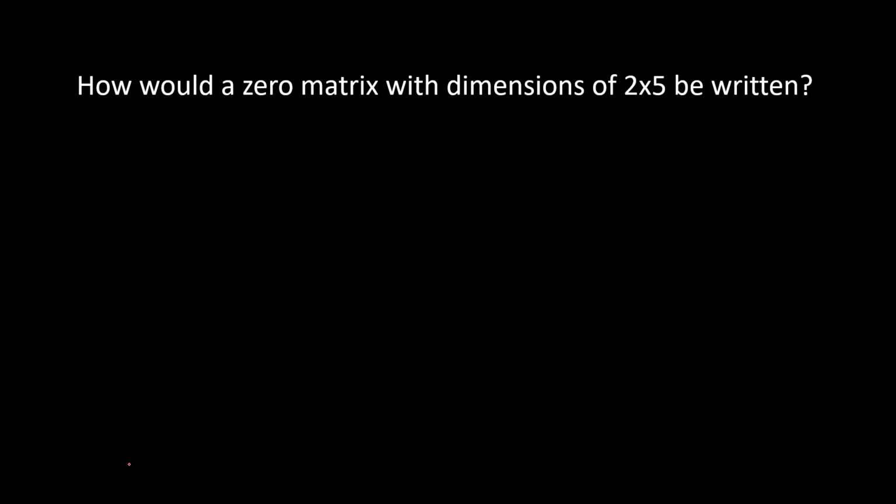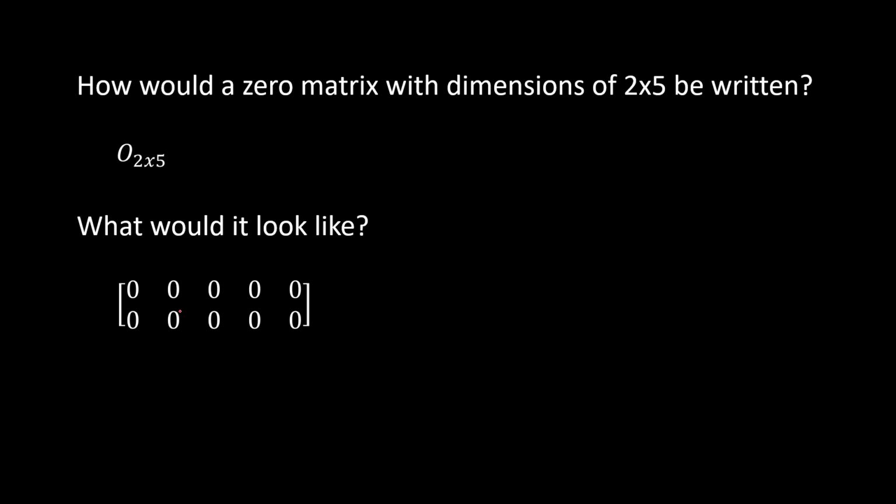So the question might ask, how would a zero matrix with dimensions of 2 by 5 be written? Well, it'll be written as an O and then a little 2 by 5 underneath it. And the way it would look would be 2 rows by 5 columns. So something like this.